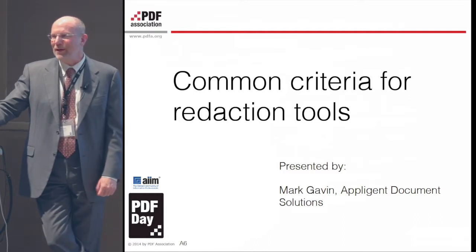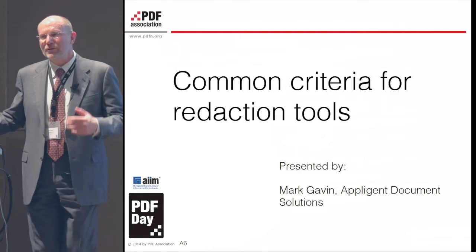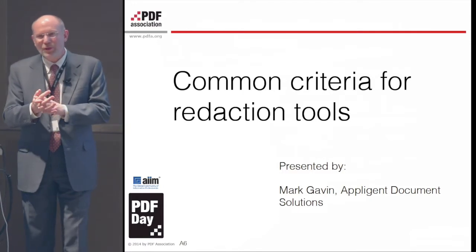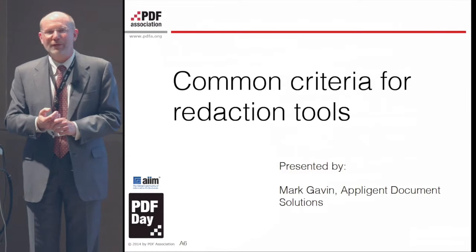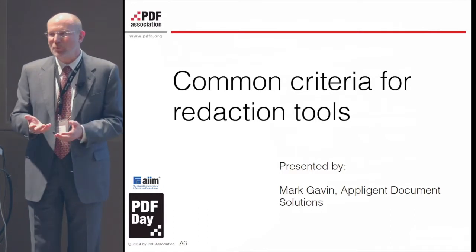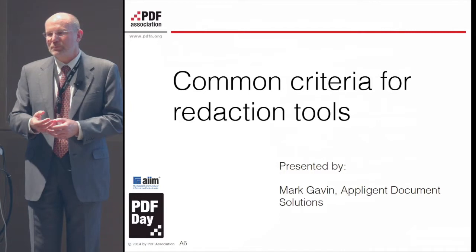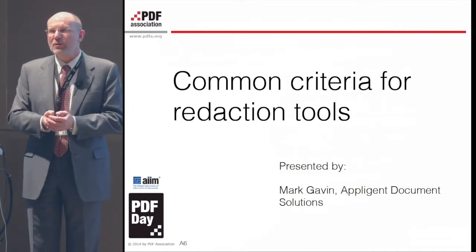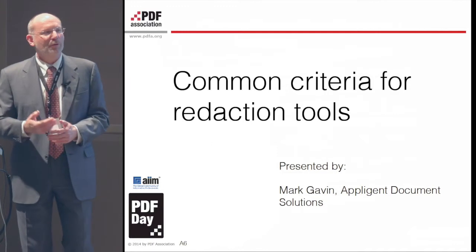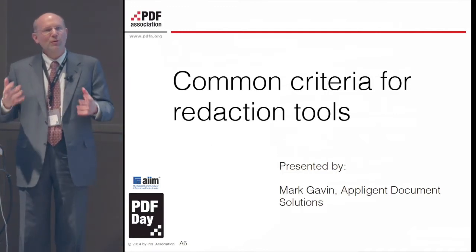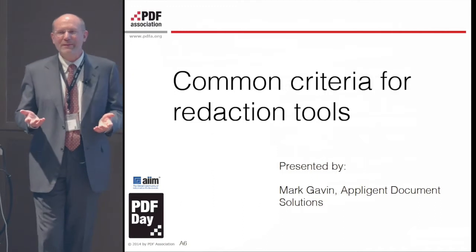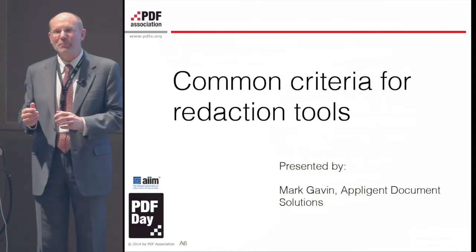I want to talk to you today about redaction, redaction tools, and the common criteria profile for redaction. In a nutshell, the common criteria protection profile for redaction is a set of rules, conformance requirements, tests, if you will, that a redaction tool, or in general a piece of software or a technology, needs to conform to in order to prove that it can do what it says it's supposed to do. In the case of a redaction tool, when you're expecting it to actually redact your document, does it do that?